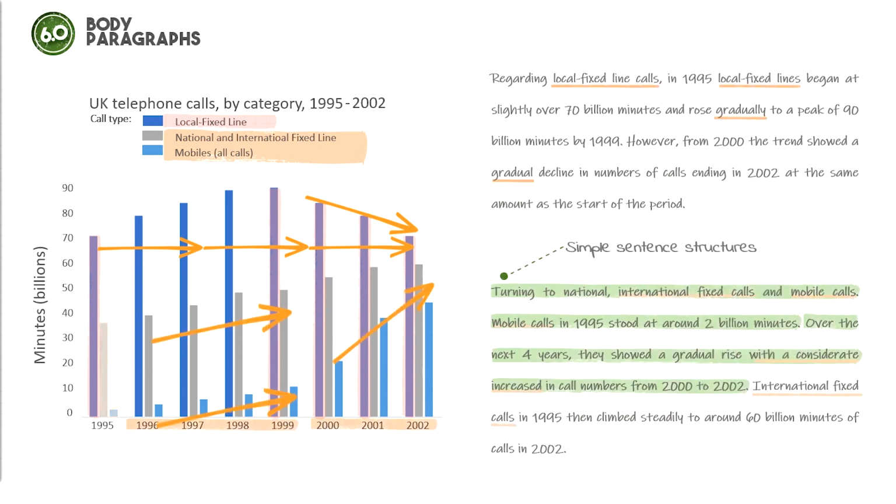This example gets 6.0, firstly because it does not use referencing well, which leads to repetition of phrases and words. Also, incorrect word formation for the phrase "with a considerate increase." It should be "with a considerable increase." On top of that, there is also frequent use of simple sentence structures in the entire report.